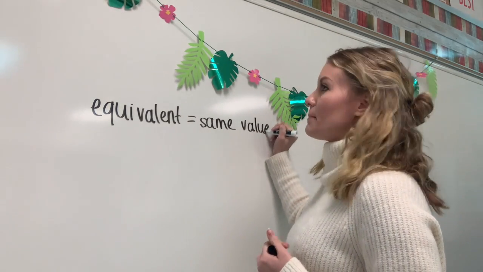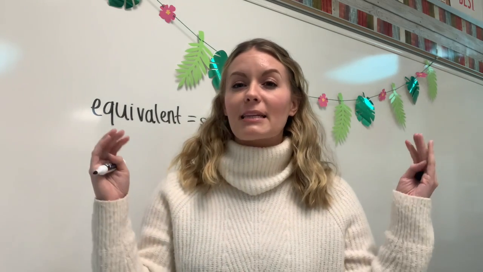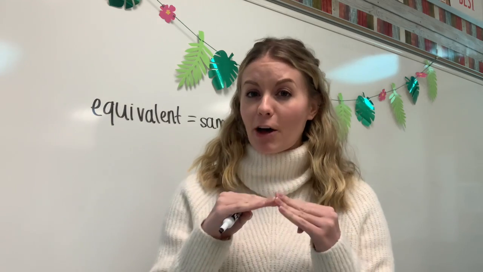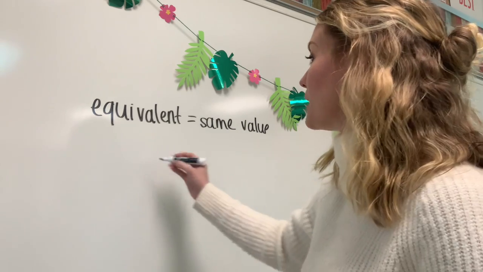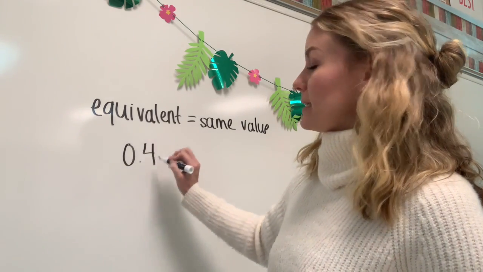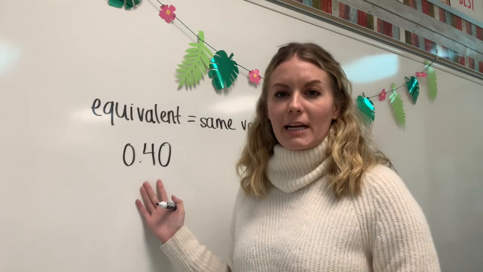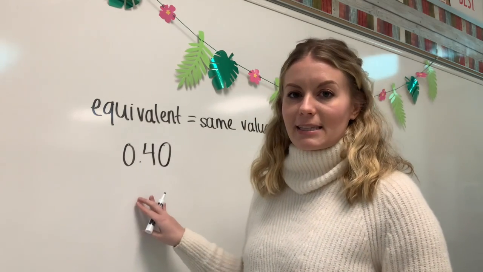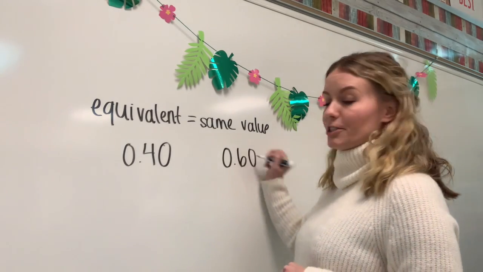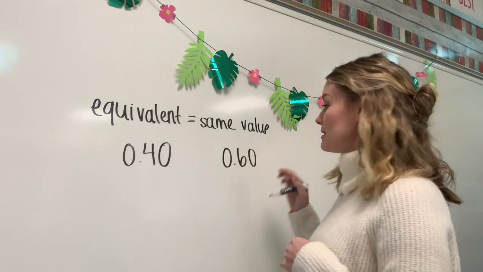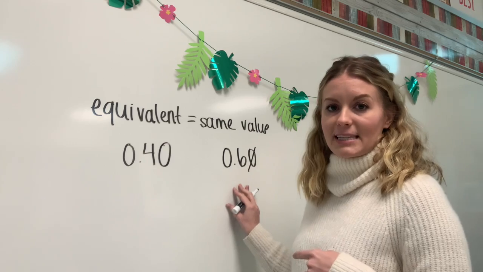So if we're going to make equivalent fractions and decimals using tenths and hundredths, we're going to make the tenths and hundredths have the same value. Let me show you, because that sounds like a lot, but it's actually quite simple. If we have 4 tenths and add a 0 to the end, we have 40 hundredths, but the value stays the same. If we have 60 hundredths and want to change that to tenths, we can just take off the 0 at the end, and now we have 6 tenths.